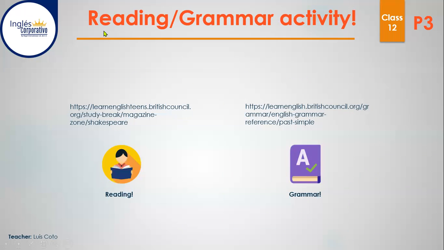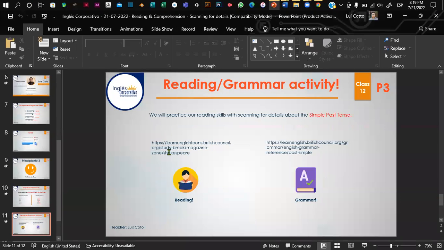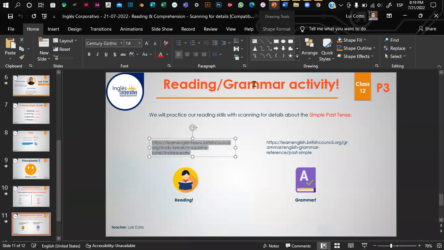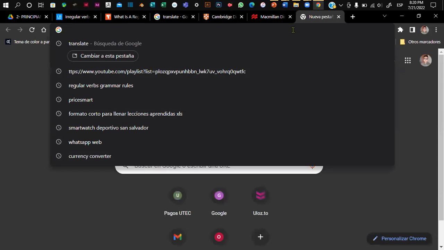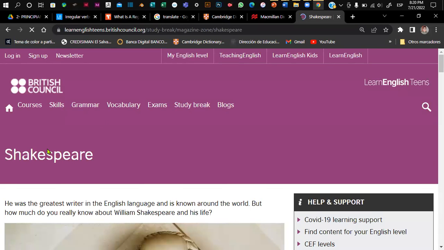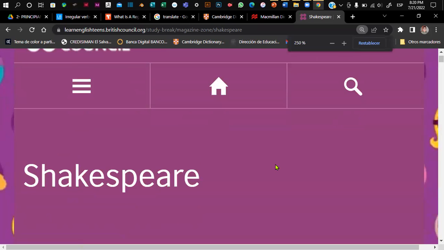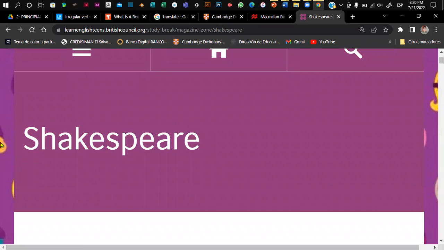Okay, today, to finish this week, we are going to practice what? Reading and grammar activity. We are going to practice both things. I will copy the first link. The first link is about a reading exercise. We are going to review the simple past of the verb to be. That is very important in English. What is the topic about?